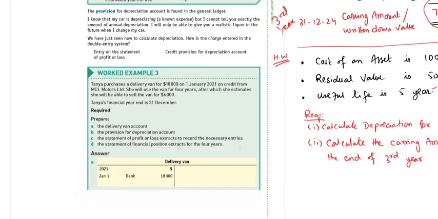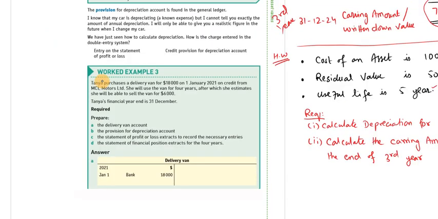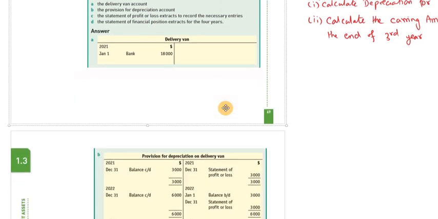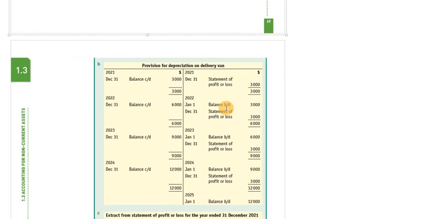So this is worked example 3. Tanya purchased a delivery van for $18,000. In Tanya's financial year, you are required to prepare a delivery van account, provision for depreciation account, and statement of profit and loss extract. Okay, we will talk about extracts later. So don't worry about the extracts.